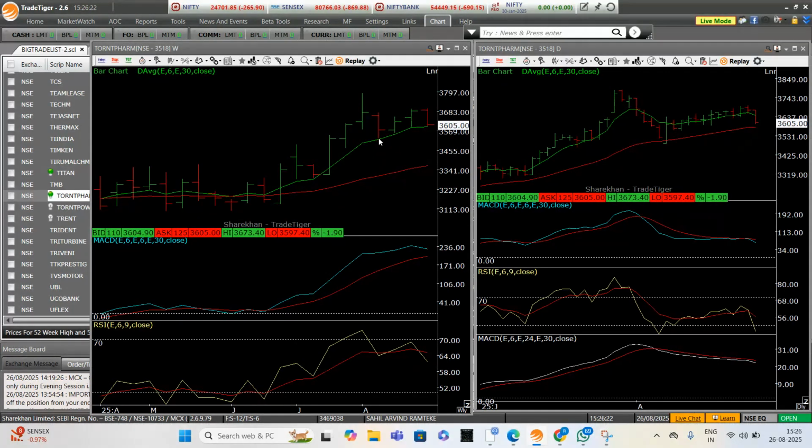Weekly, it should be trading near the support zone, that is the E6 levels, and the MACD should be above signal line. If the RSI is below signal line, that is okay. But if the RSI is above signal line, that will be good for us.